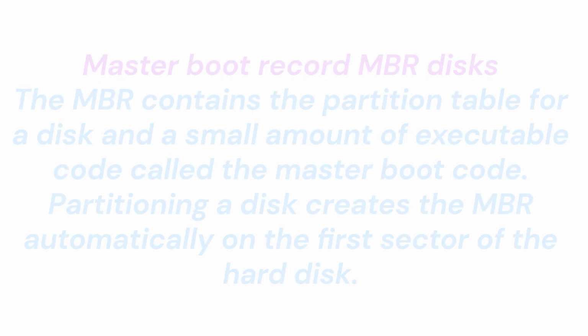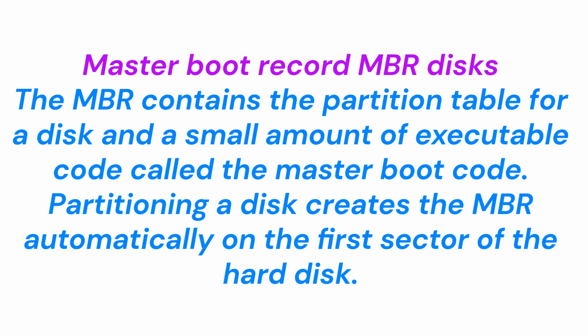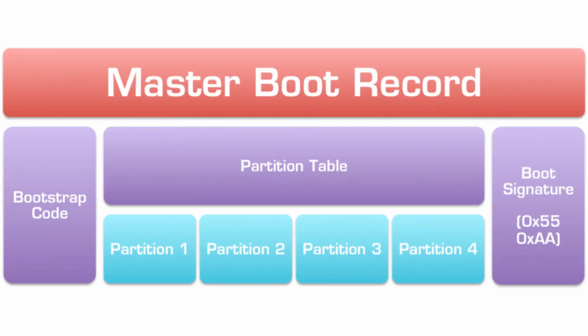MBR disks. The MBR contains the partition table for a disk and a small amount of executable code called the master boot code. Partitioning a disk creates the MBR automatically on the first sector of the hard disk. The MBR contains a 4-partition entry table that describes the size and location of a disk partition by using 32-bit logical block addressing (LBA) fields.